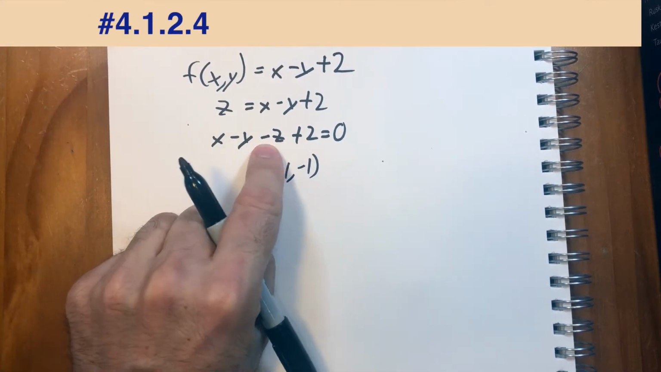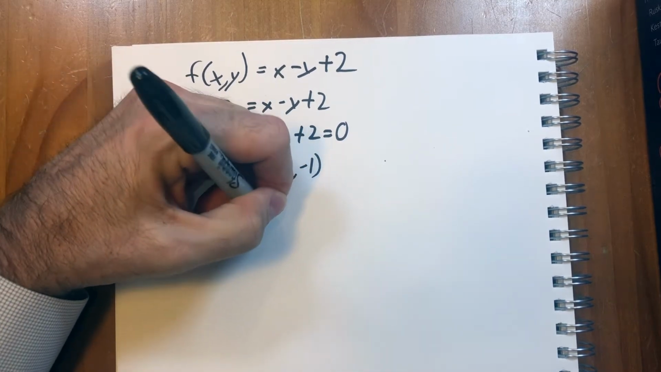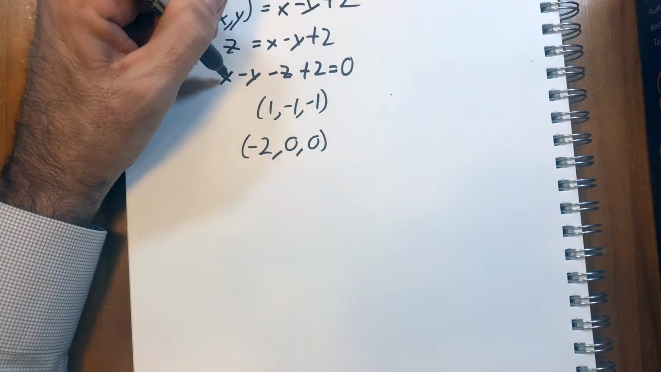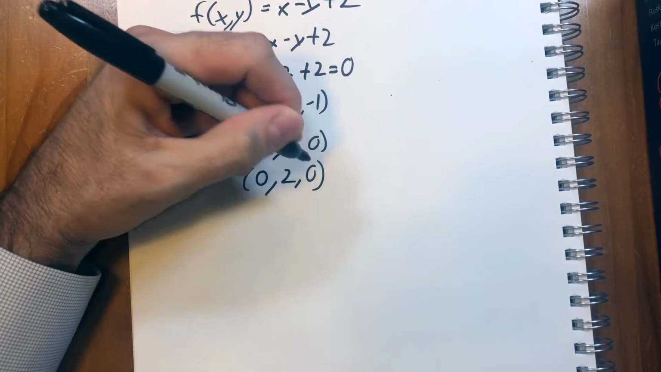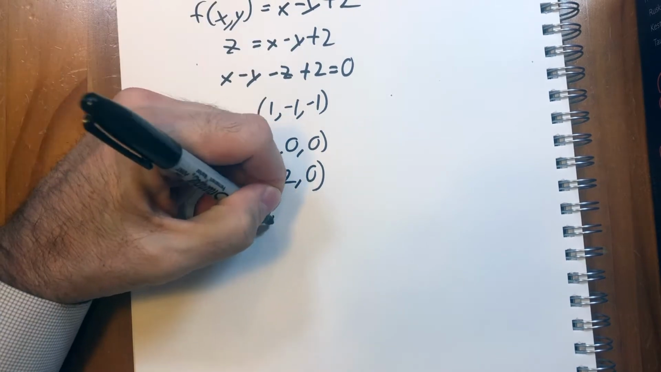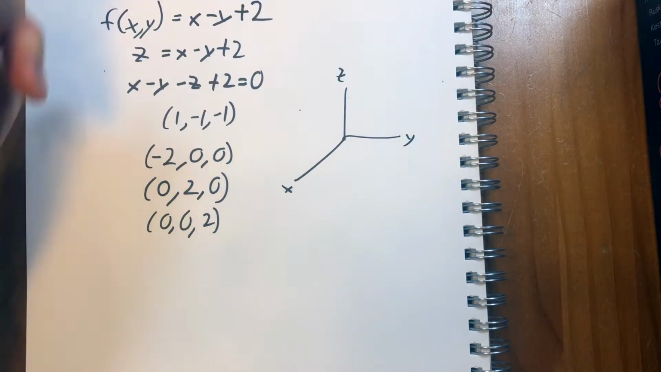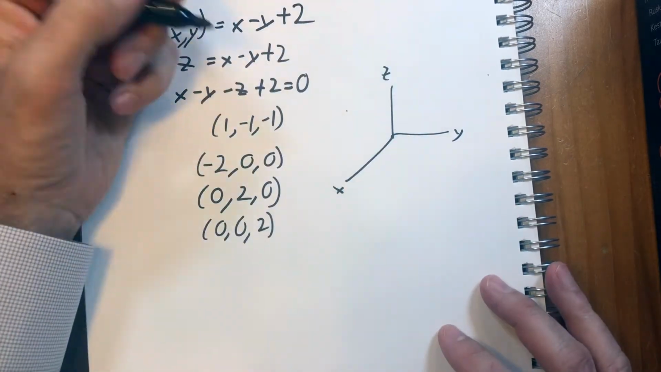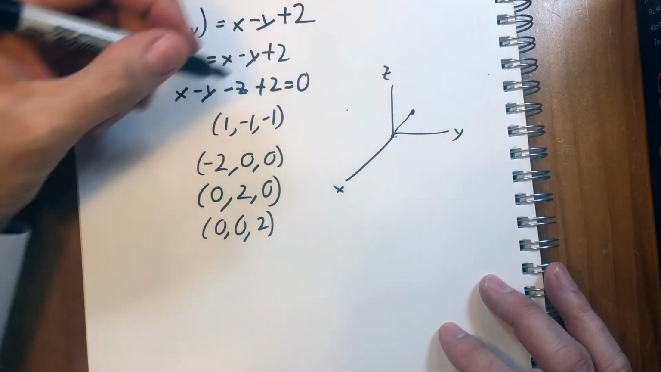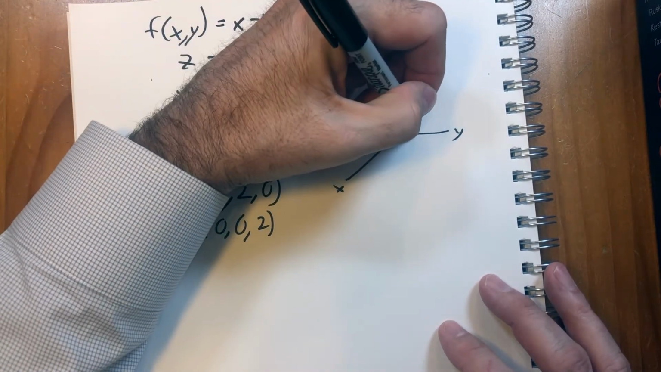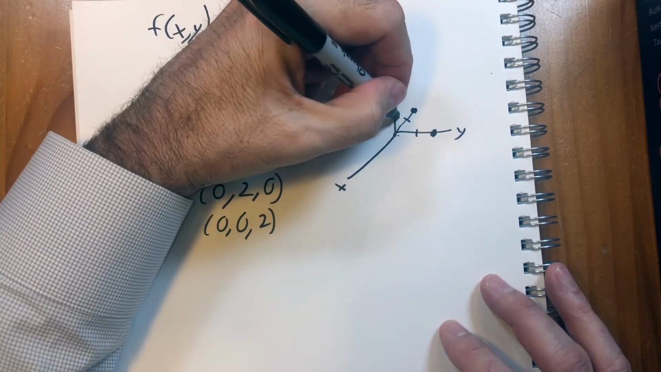So if we set y and z to 0, then x has to be minus 2. So minus 2, 0, 0 is in the plane. If we set x and z to 0, then y is 2. And if we set x and y to 0, then z is also 2. So we can sketch this. So it crosses the x-axis at negative 2, and the y-axis at 2, and the z-axis at 2.